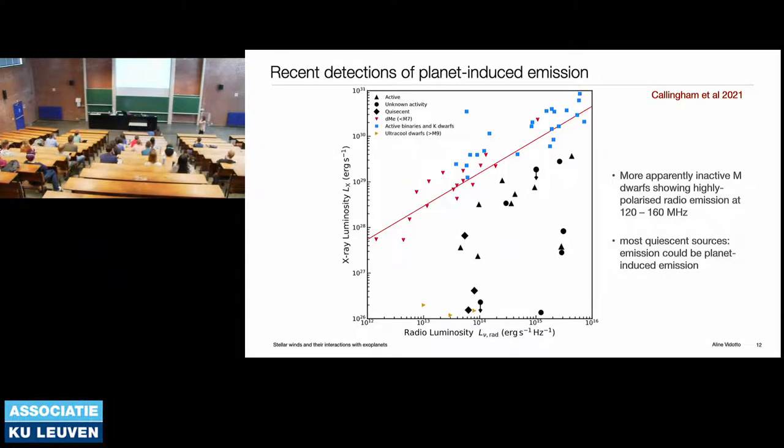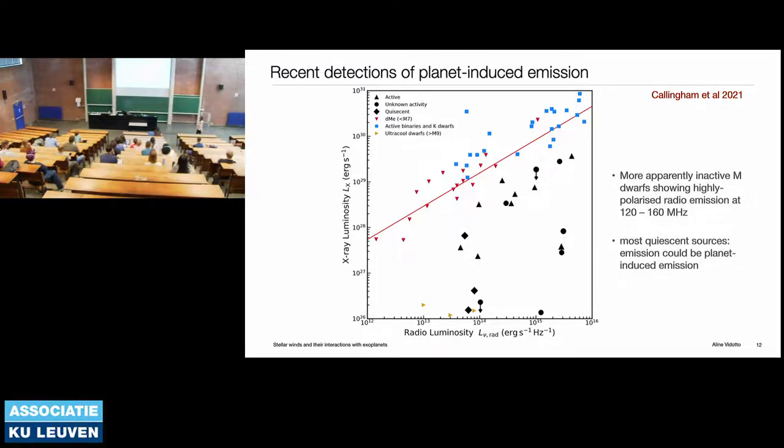And in terms of a survey, what I'm showing you here is the X-ray luminosity of your star versus the radio luminosity. And usually what you expect is the X-ray and the radio luminosity to follow this line.